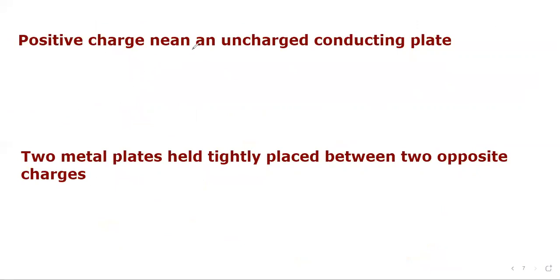Positive charge near an uncharged conducting plate. Suppose this is an uncharged conducting plate and there is a positive charge here. So this positive charge will induce negative charge on this conducting plate, and the field lines will be like this.